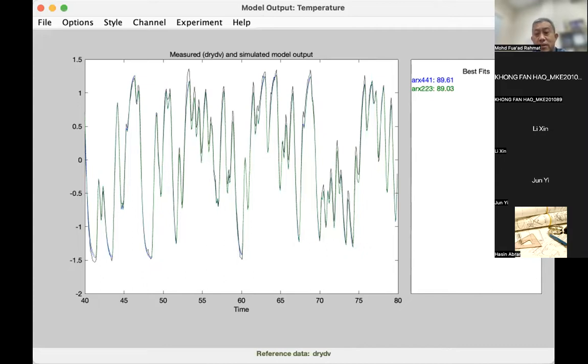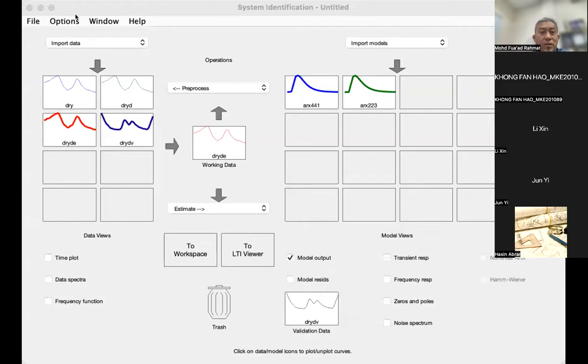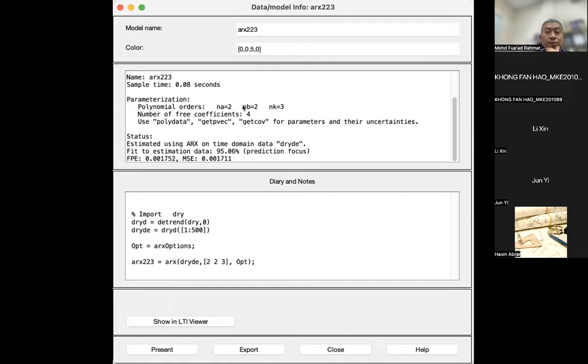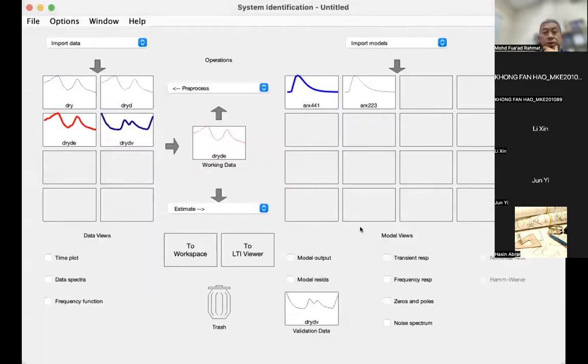Then the transfer function of the ARX 2, 2, 3: you just double click here, and then you will get the description of the 2, 2, 3. The data or model info of 2, 2, 3 has AZ and BZ, so it is B over A. It's a little bit simpler compared to the 441, which is quite long, because we have only one zero and two poles. The validation FPE is 0, MSE also 0, meaning that it's good data, a good estimation. Then the rest you can see, the model residual, transient, but we want to see the zero and pole map.